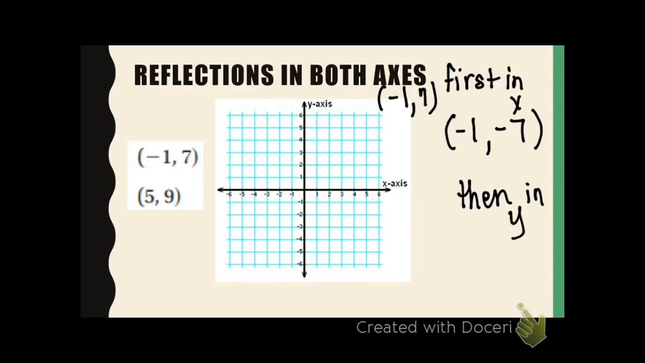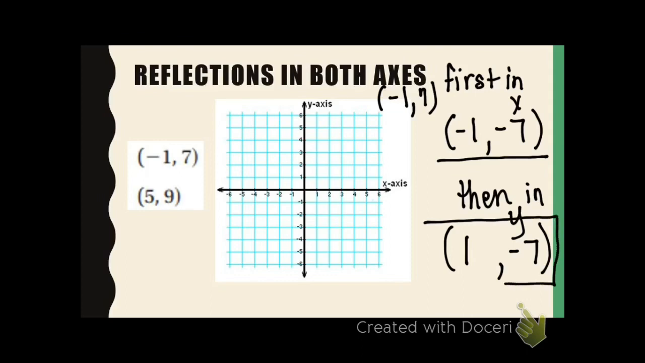Now I'm going to do it in the y. Now I'm going to use this, and that's the one I'm changing. So I come down, okay, now my y stays the same, and I change the sign in front of my x. So my final answer is 1, -7. Those are my coordinates. Okay?